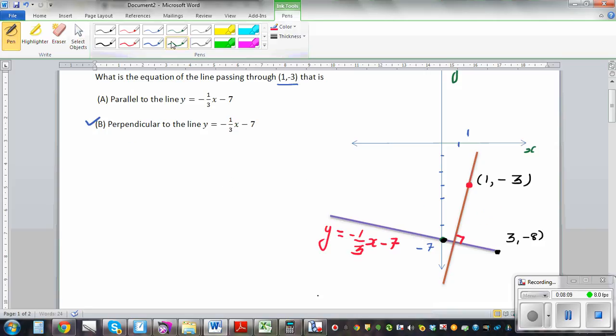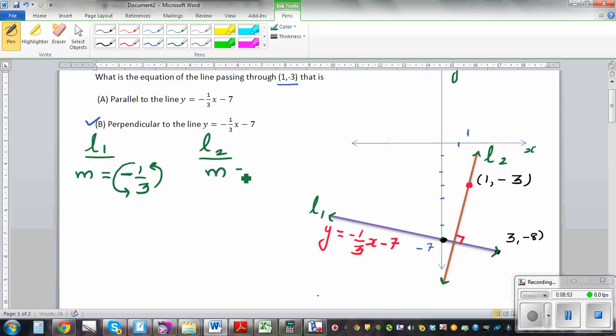And there is a simple rule to find the gradient of this line. Let's call this line L1, and this L2. It's good to name. So for L1, the gradient is negative 1 over 3. Now L2 is the perpendicular line. To find the gradient of the perpendicular line, you do two things. One is you swap the numbers, so this will go up and this will come down. So the gradient of that line would be 3 over 1.